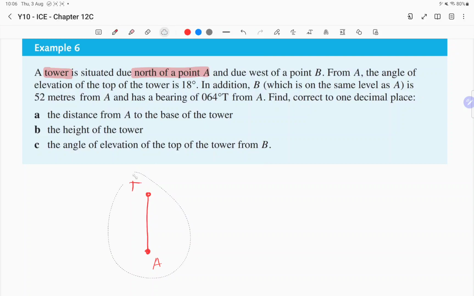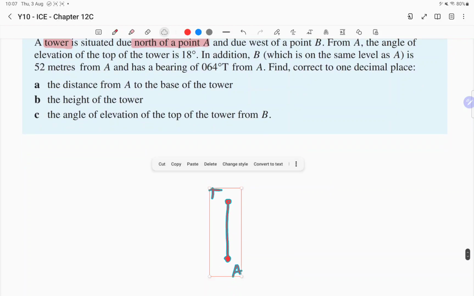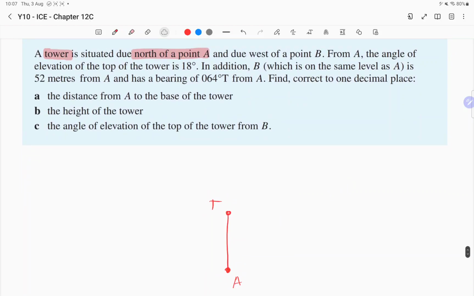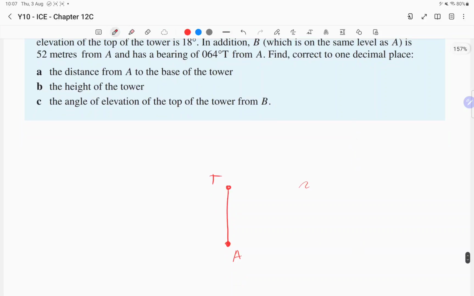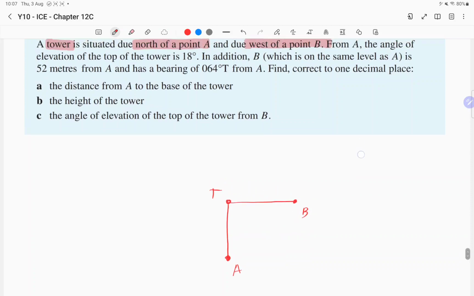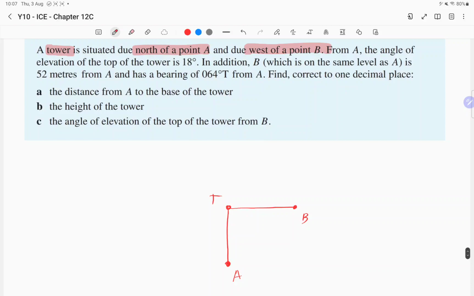Normally, I prefer to draw the drawing in the middle, so I'll start somewhere in the middle with a lot of space around it. Now, north of point A and due west of point B. So west of B, that means that the point B is somewhere over here, because west of B is in this direction. So point B is there and the tower will be there, on the same level as A. From A, the angle of elevation of the top of the tower.